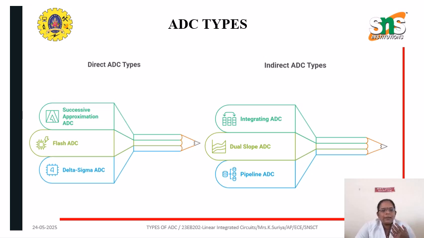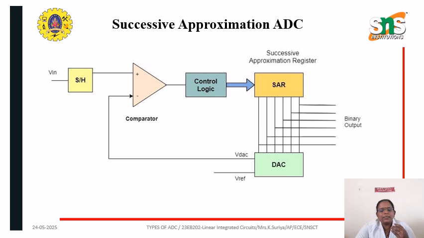Direct type ADCs are, say, successive approximation ADC, flash type ADC and Delta-Sigma ADC. Whereas under indirect type, we have the integrating ADCs like single slope, dual slope ADC and pipeline ADC. So let us see about successive approximation ADC and flash type ADC in this video.